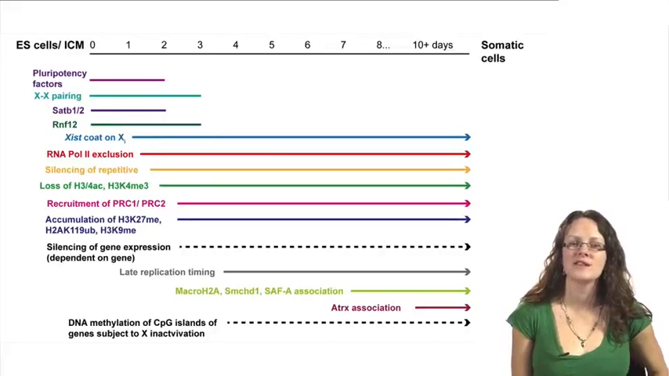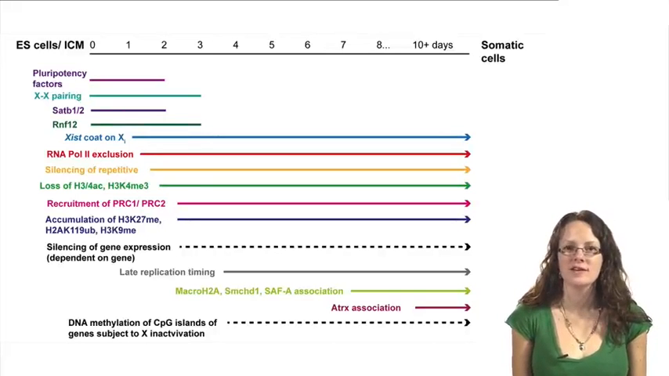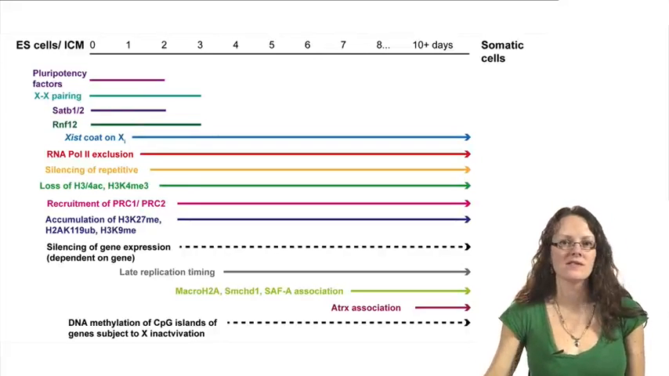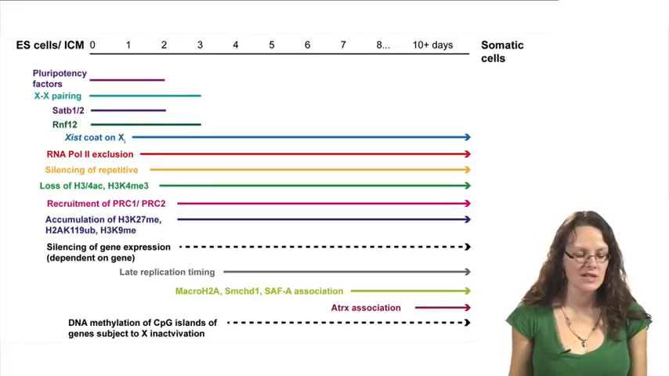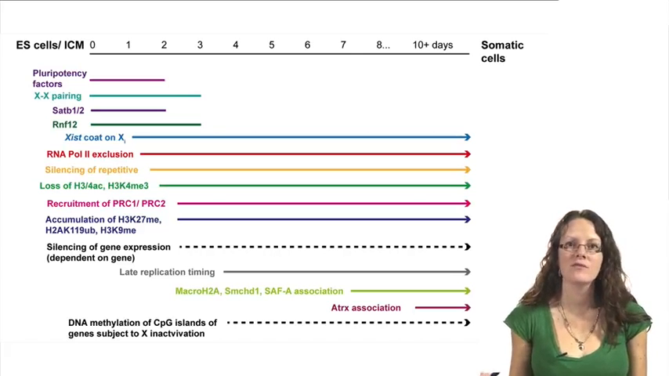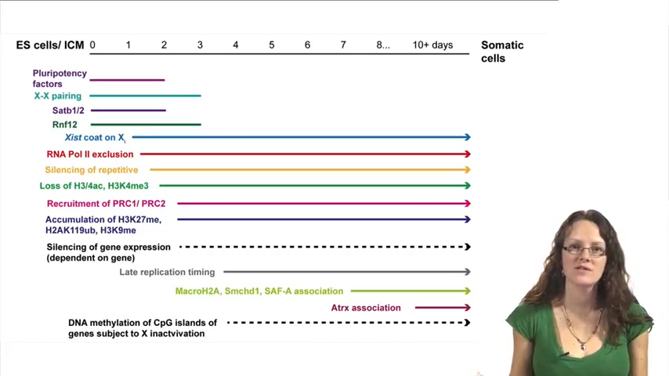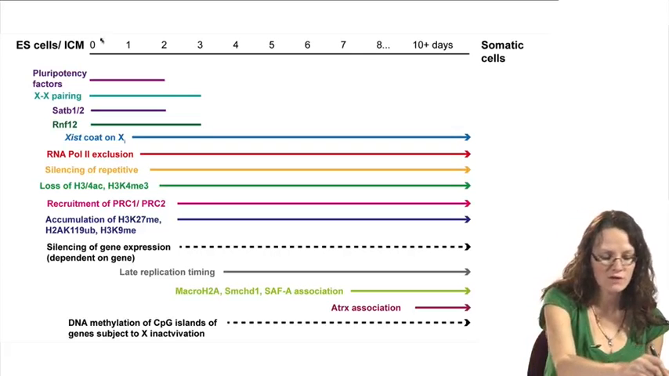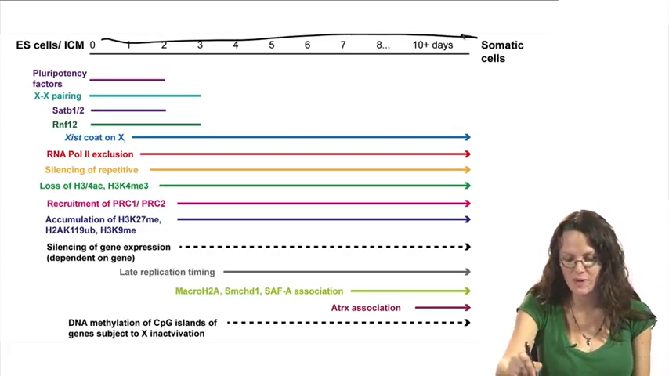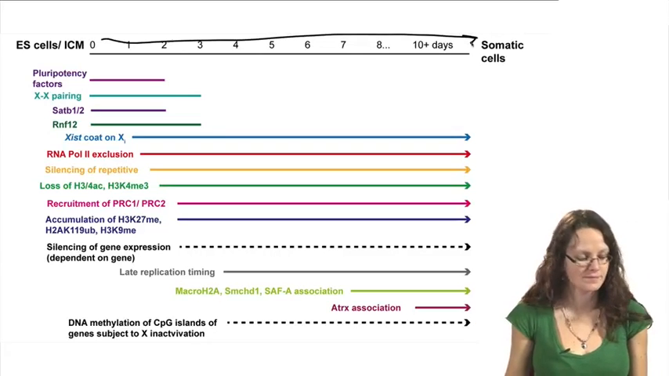So now we come to summarize what I've told you so far about X chromosome inactivation and the stages. You remember this slide from before, and I've just now added some more details. We start out with the embryonic stem cells, or the cells of the inner cell mass, and watch differentiation as it occurs over the course of about 10 days in vitro.